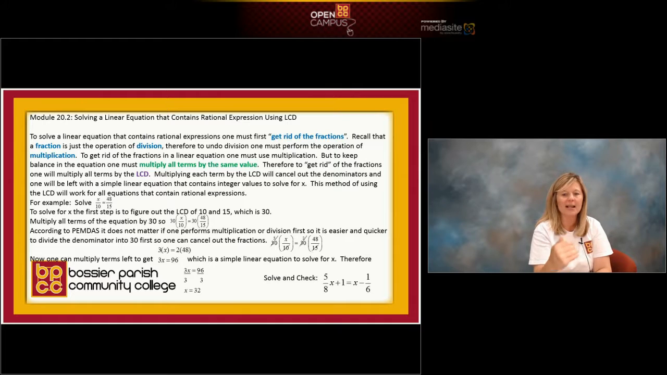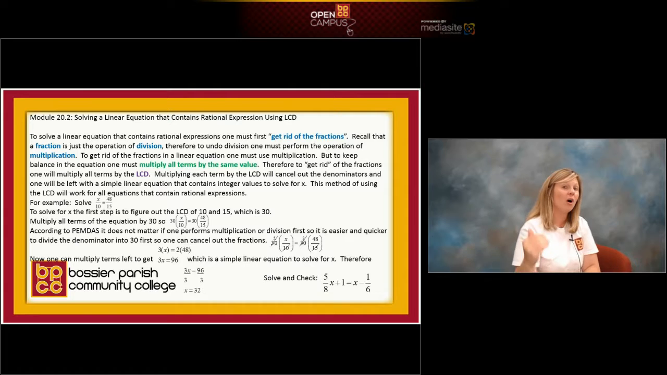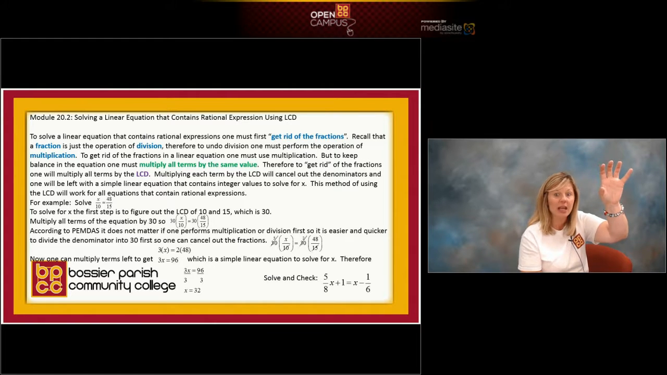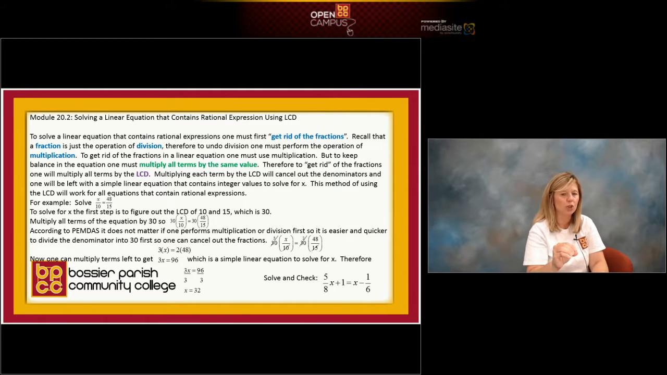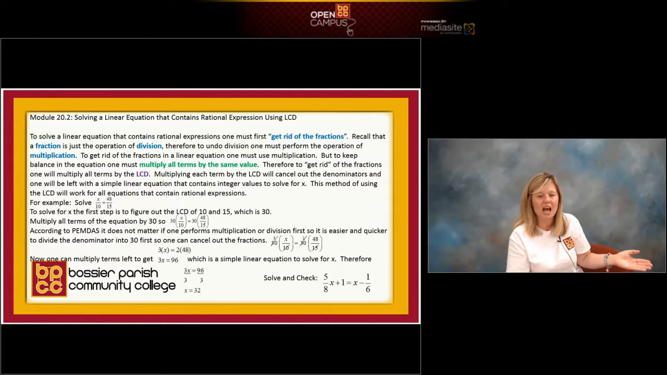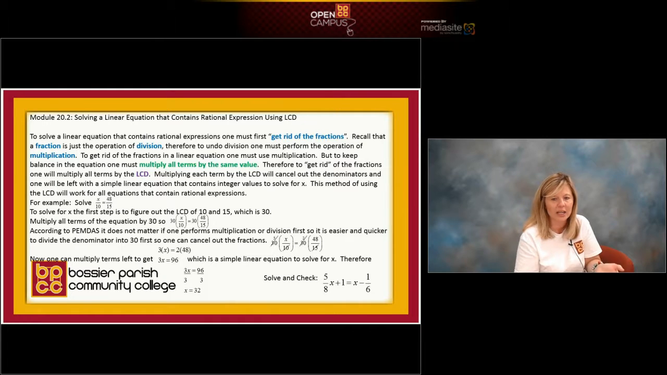So 30 divided by 10 on the left side would leave you 3, with still the x. On the right side, you're going to take that 30 and divide it by the denominator, 15. 30 divided by 15 would give you 2, and you still have the 48. So now your equation is 3 times x, which is 3x, and 2 times 48, which is 96. Now everybody look at that. 3x equals 96. Isn't that a simple linear equation? To solve for x, you divide both sides by 3, and you would get x is 32.